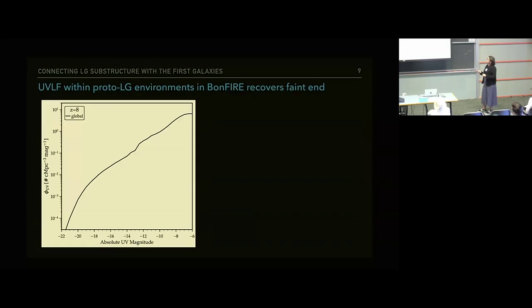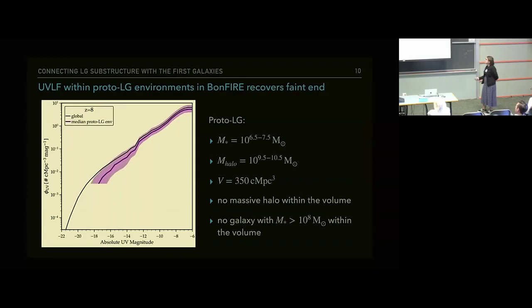All right, and then we select a bunch of proto-local group volumes just according to these criteria. Again, this is kind of a first pass in terms of these criteria, but it's pretty consistent with the mass growth histories in zoom-in simulations and in semi-analytical models. We can then get the UV luminosity function in those proto-local group volumes. There are about 200 of them in the simulation at redshift 8.